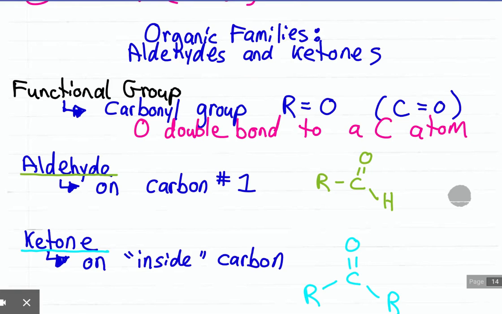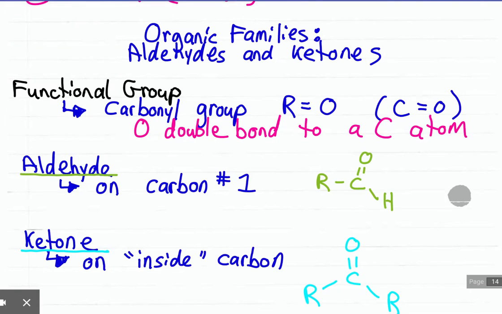All right, we're going to continue looking at different organic families, and today we're focusing on the aldehydes and the ketones. Now, aldehydes and ketones are two organic families that are very similar because they both have the same functional group. Both of them have our carbonyl group, which is basically an oxygen double bonded to a carbon atom. So it looks like this.